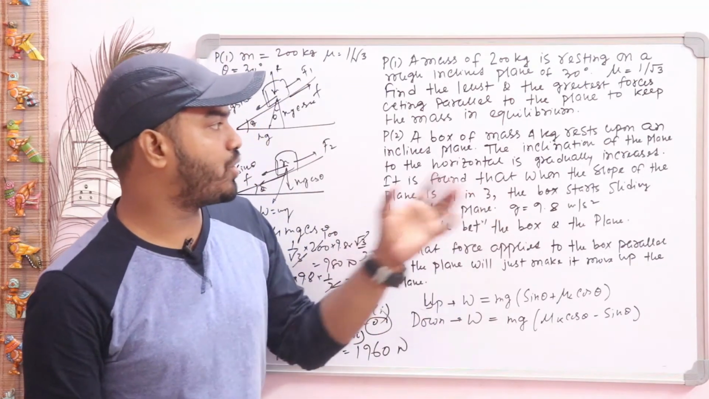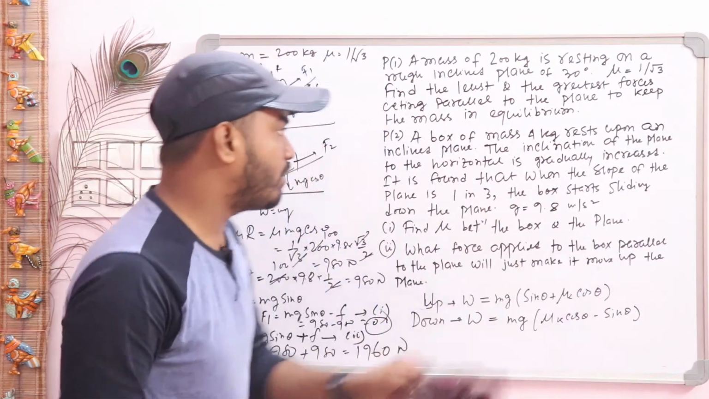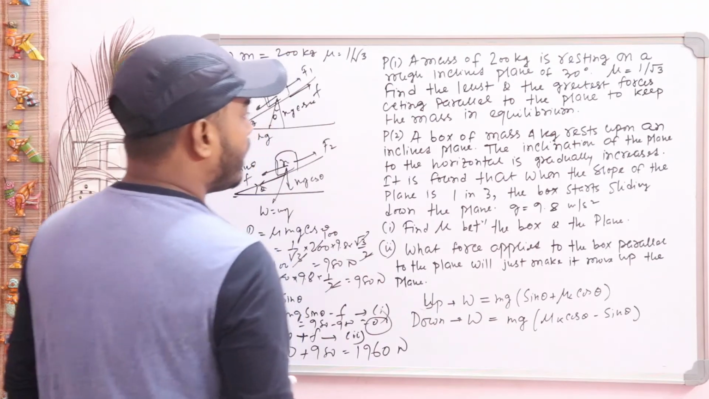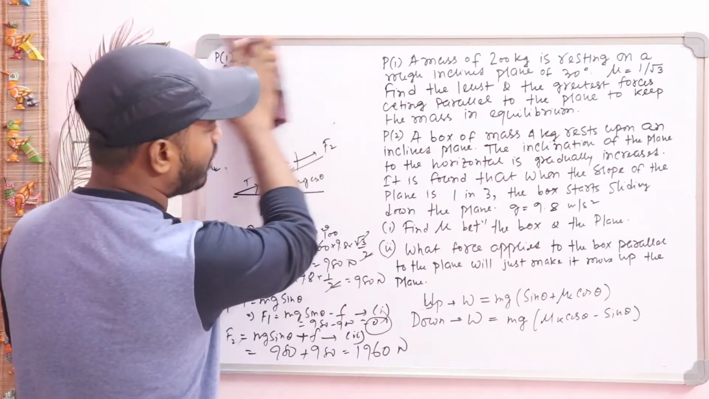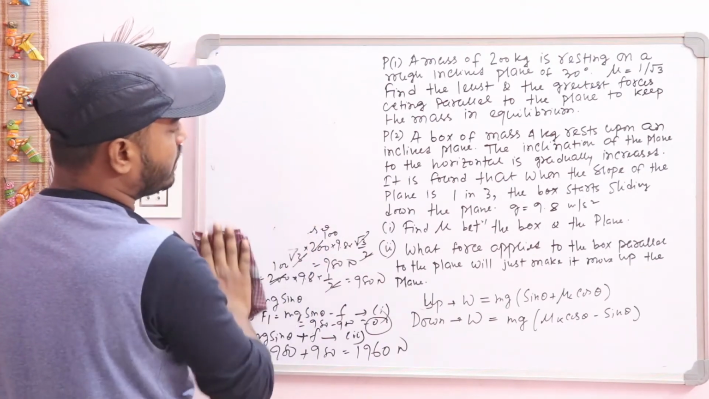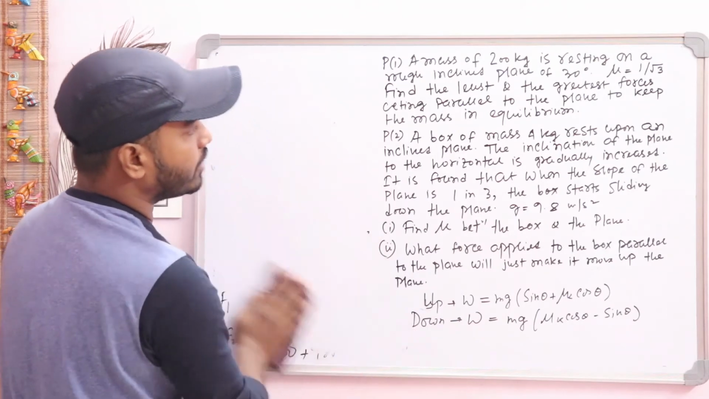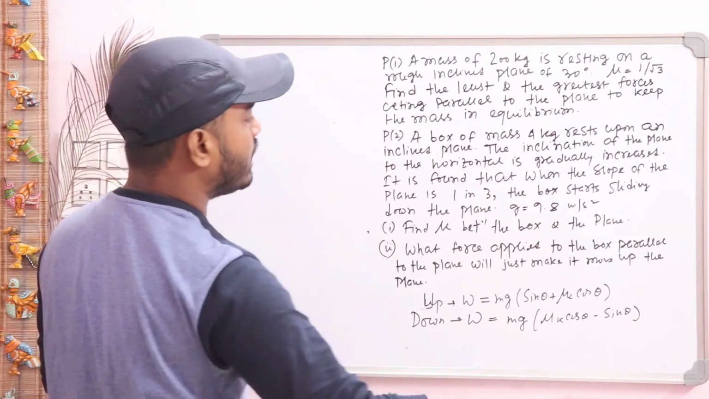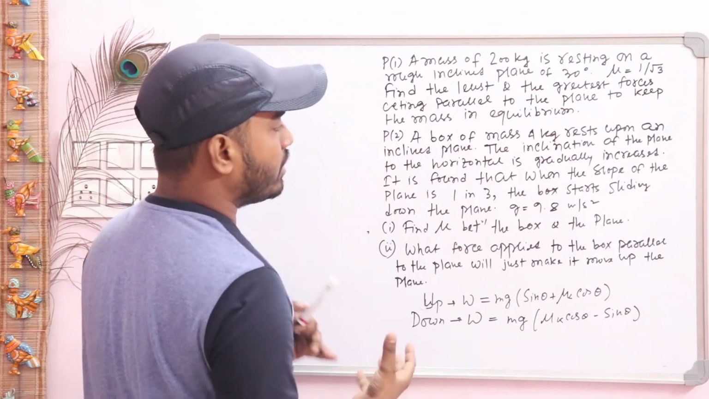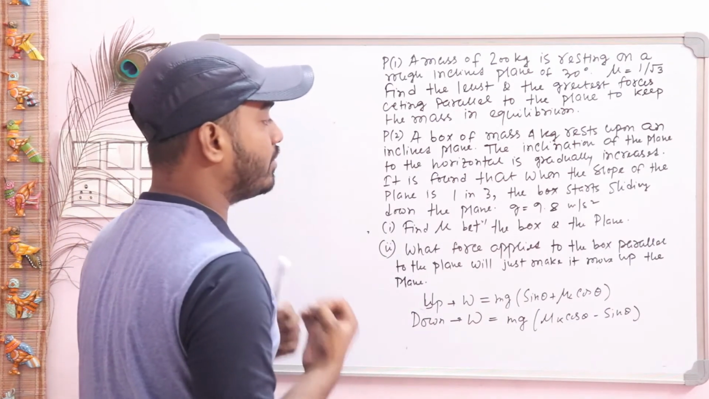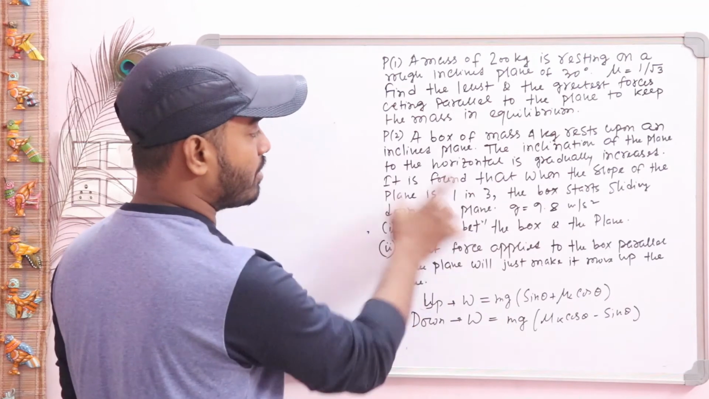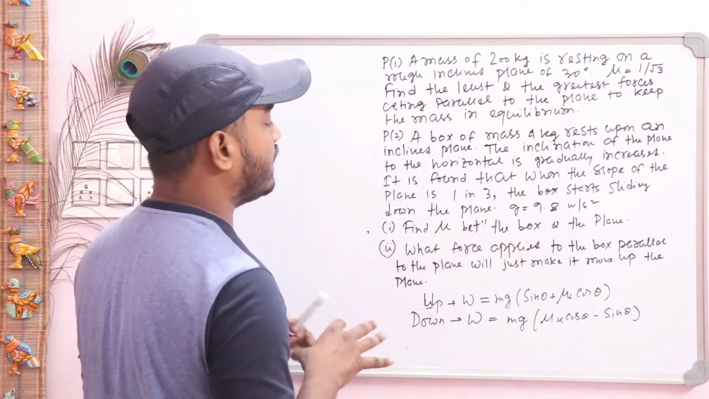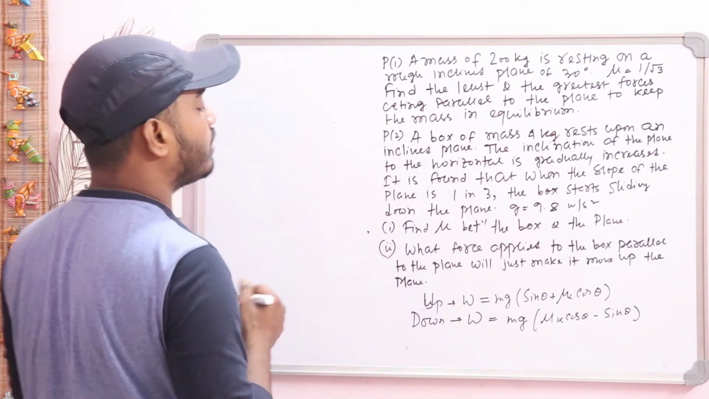Now see problem number 2. At first, write down the problem. A box of mass 4 kg is raised on an inclined plane. The inclination of the plane to the earth gradually increases. It is found that when the slope of the plane is 1 in 3, this point you have to remember, the box starts sliding down the plane, and the g value is given, that is 9.8.